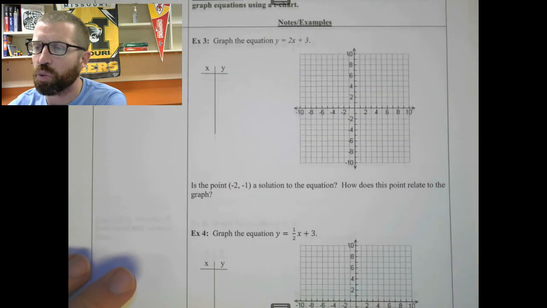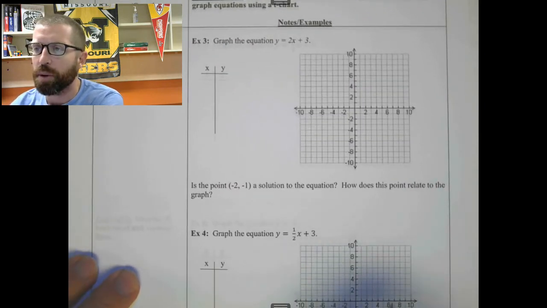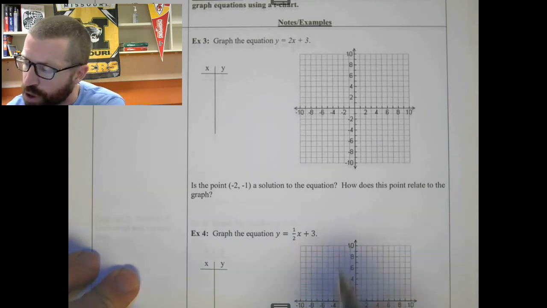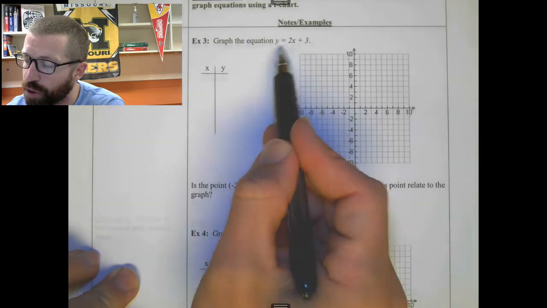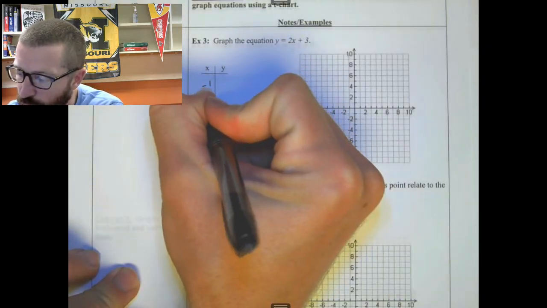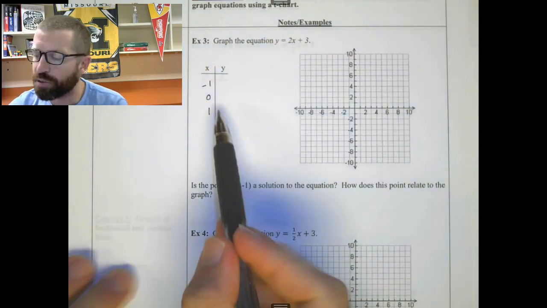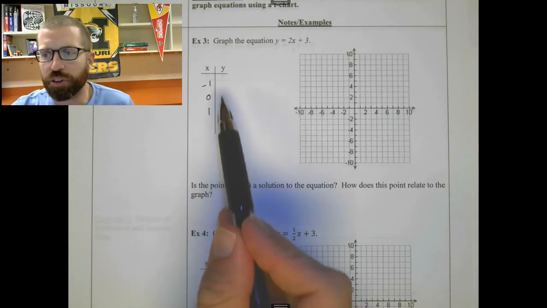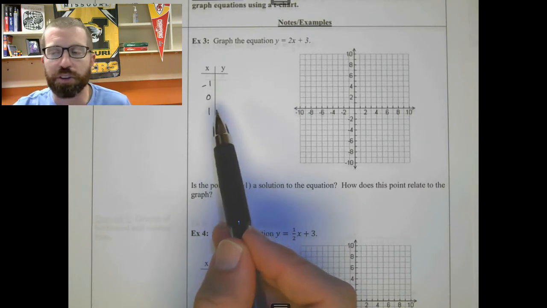Okay, so we're going to go through this first one kind of slowly, and then the next few will go a little quicker. So you get to pick some points. For this, I'm just going to pick a negative 1, 0, and 1. And you don't really have to. If you just want to do 0, 1, 2, those are good points also. I just always kind of try to pick a negative value and a positive value.